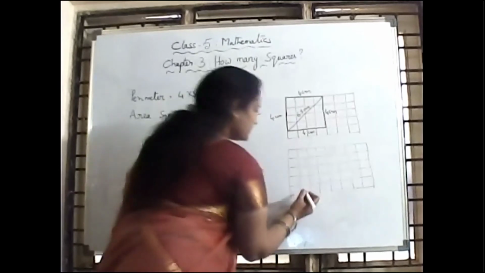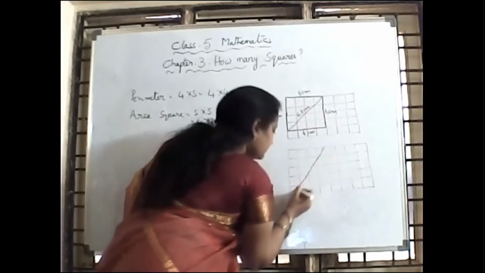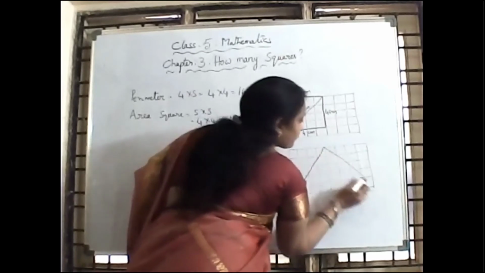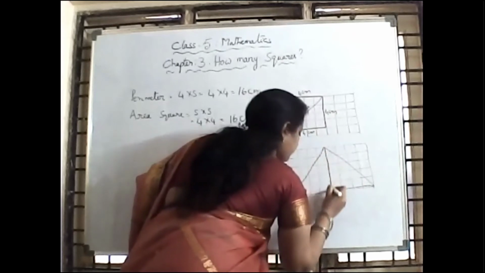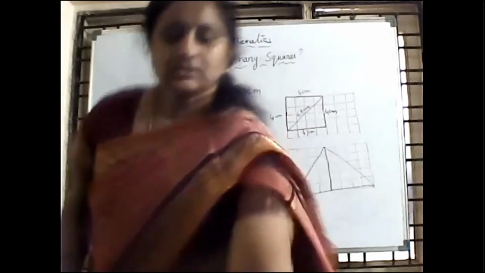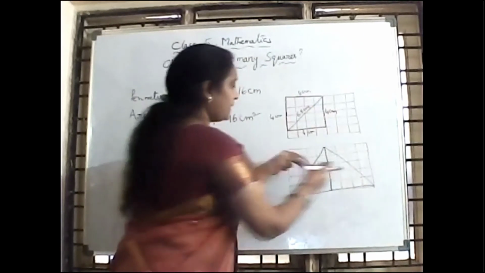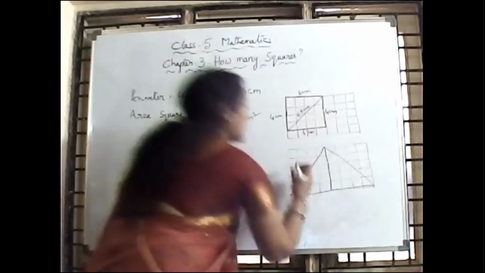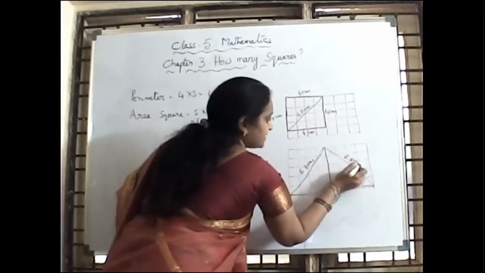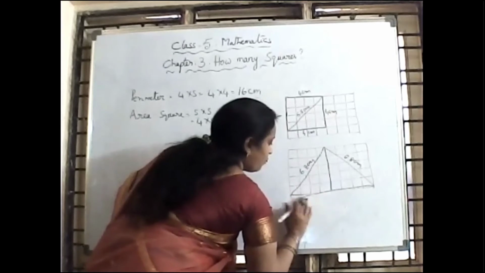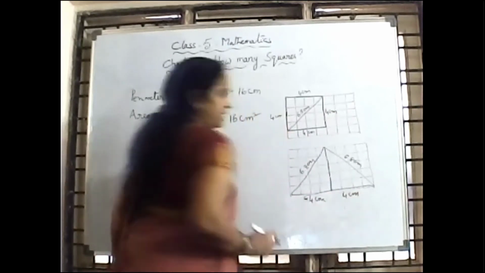Now, this becomes 1, 2, 3, 4. What have we done now? This square is divided into 2 triangles and placed like this. So this diagonal will become 6.8 centimeters here, 6.8 centimeters here. Here 1, 2, 3, 4, here 4 centimeters, here 4 centimeters.